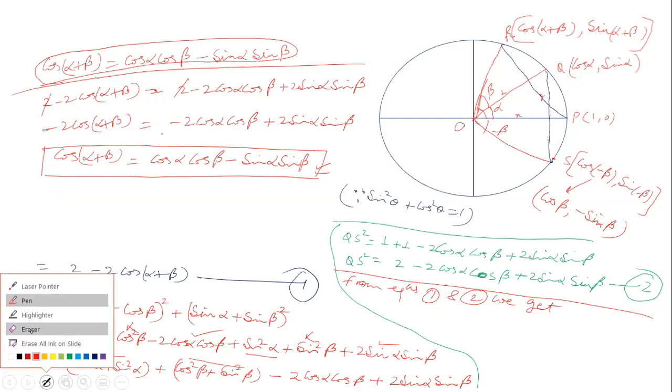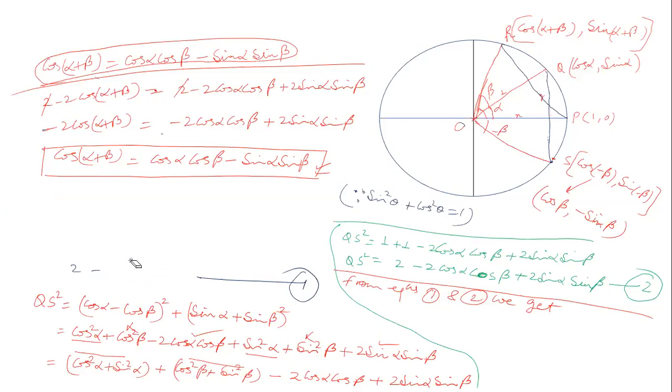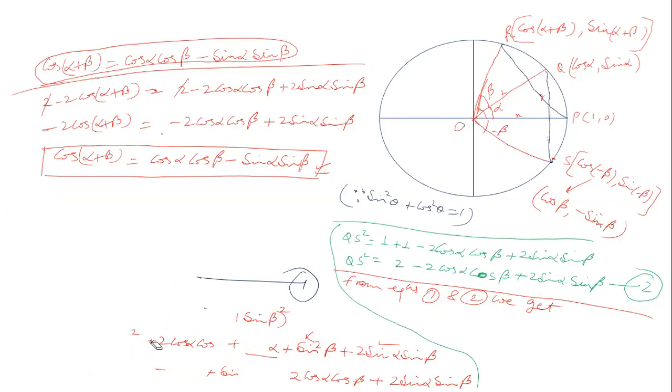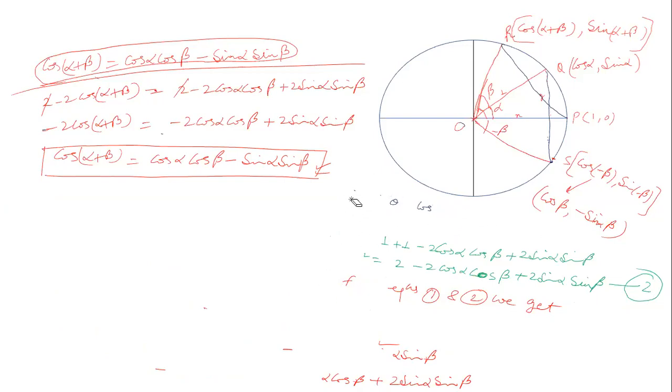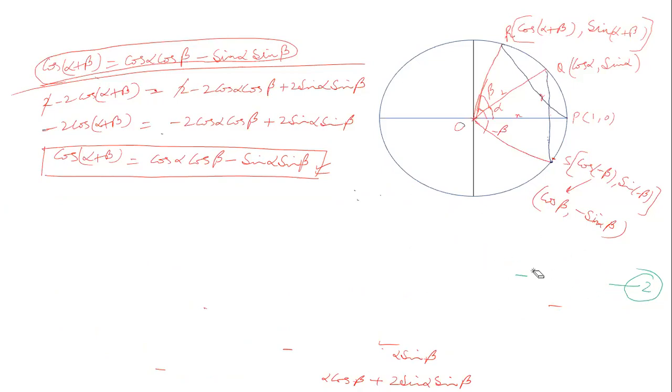With the help of this only, we can find out the value of cos(alpha minus beta), sine(alpha plus beta), and sine(alpha minus beta). We can find out the value of all these. Let's see how. We will find them using the result for cos(alpha plus beta) over here.